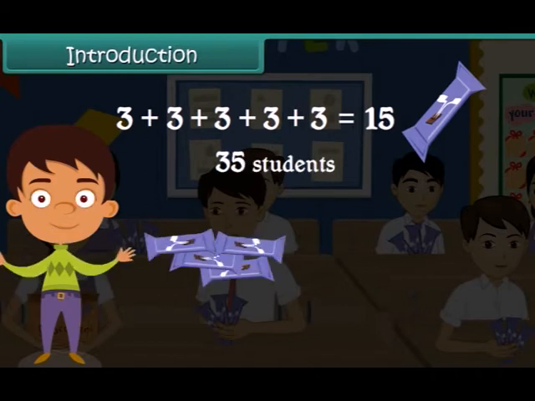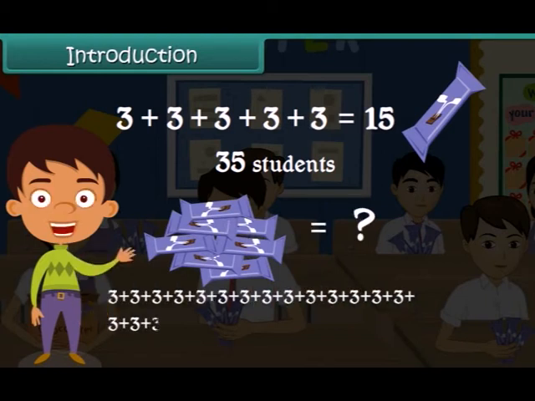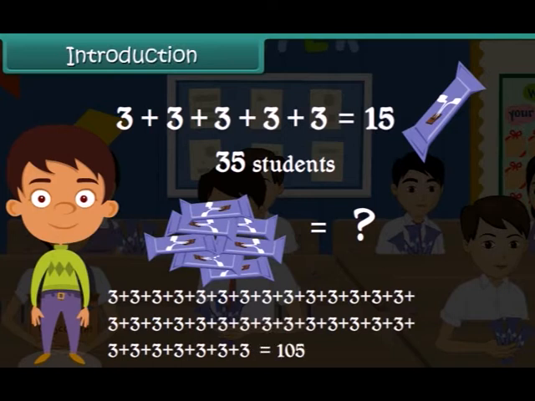How many bars did Riya distribute in all? Do we add 3 to 35 times to get the answer? Or is there another way? In this lesson, we will study multiplication in detail.